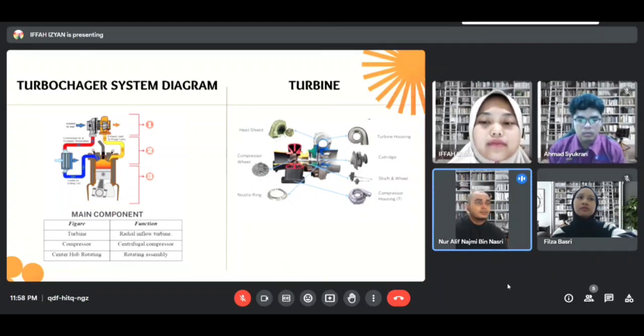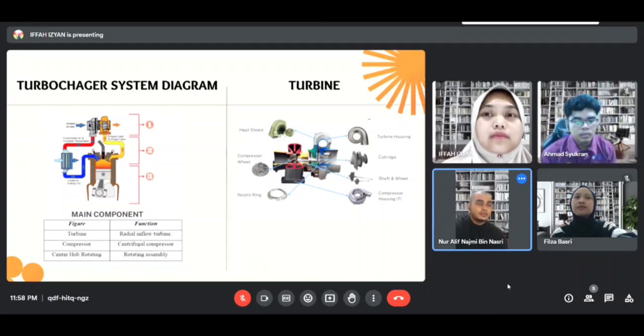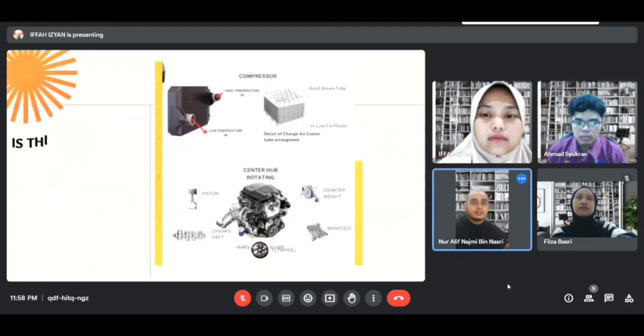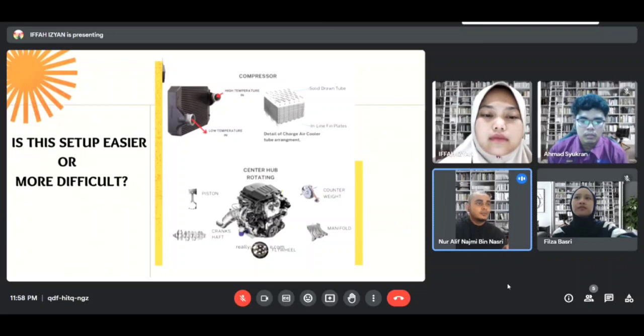Okay, I will go to the turbine. On the right side, we can see the picture of a turbine. The turbine has seven main components, and they function to bring in the ambient air and bring out the exhaust gases. On the right side is shown the inlet for ambient air, and the left side is the outlet for exhaust gases.